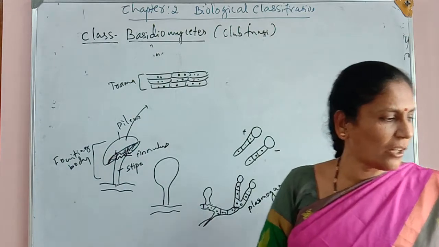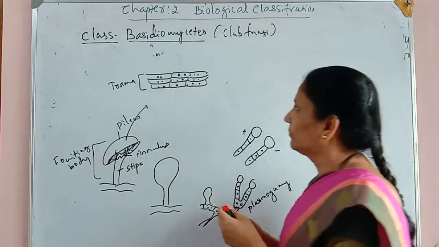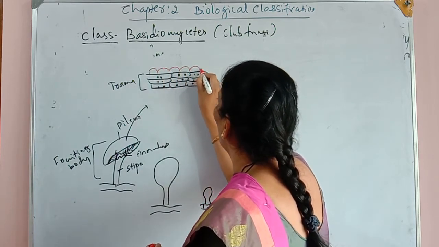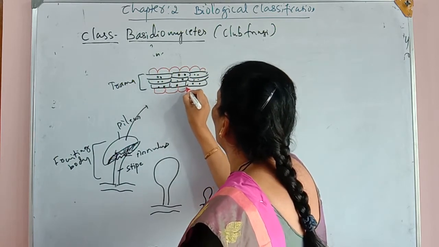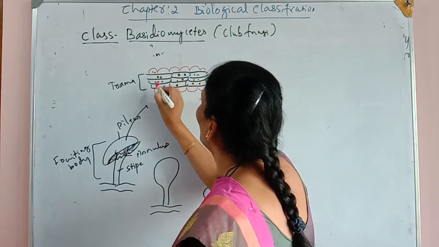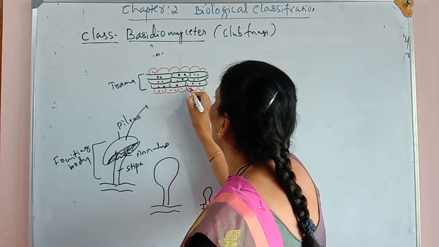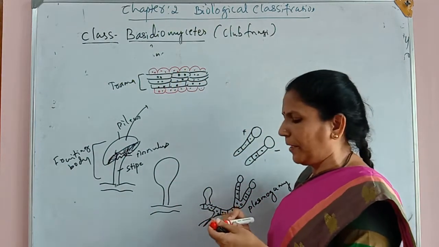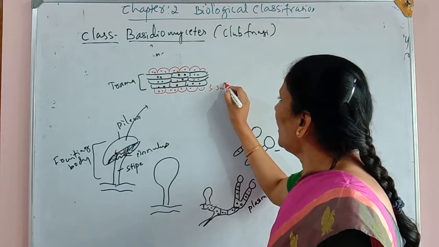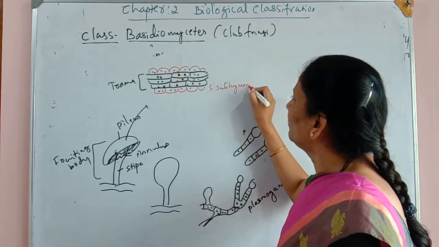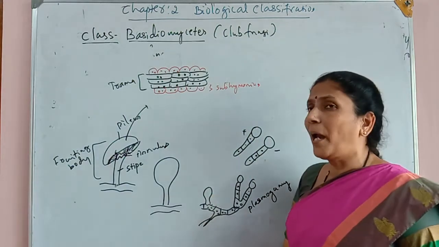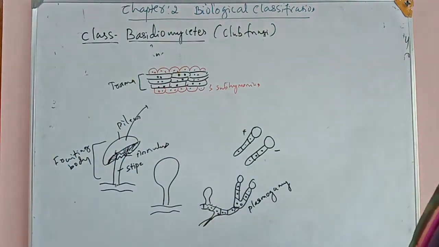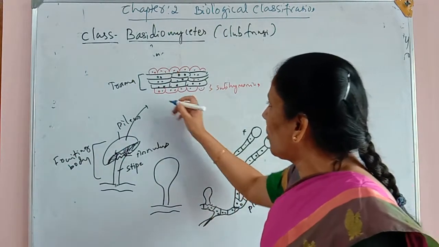On the outer surface, on both sides, there is one more layer, which also has two nuclei. This layer is called the subhymenium. From the subhymenium, some balloon-like structures are emerging out.